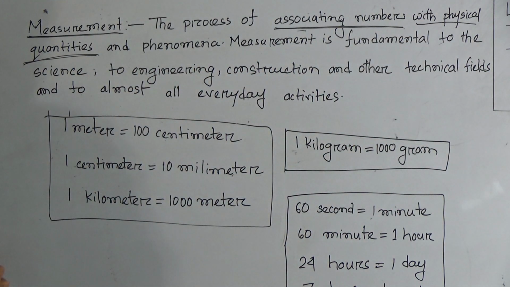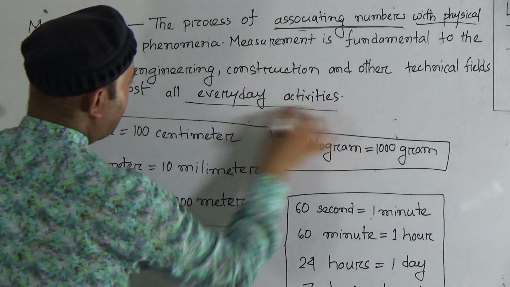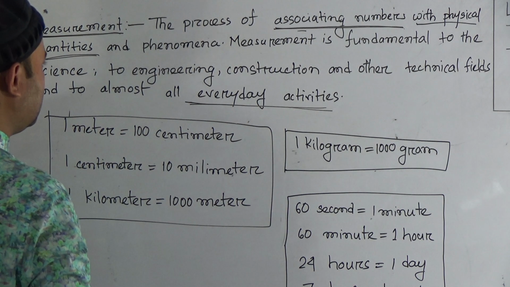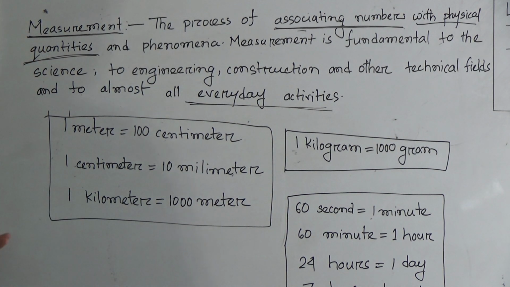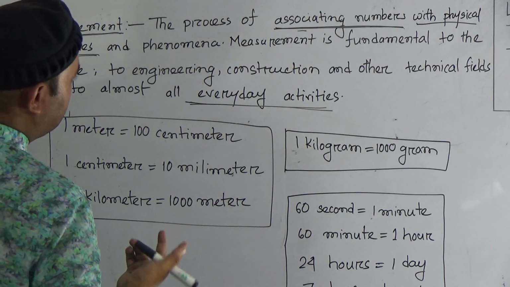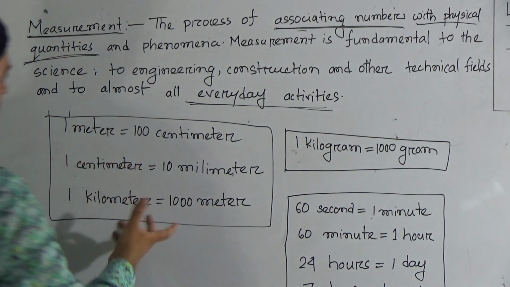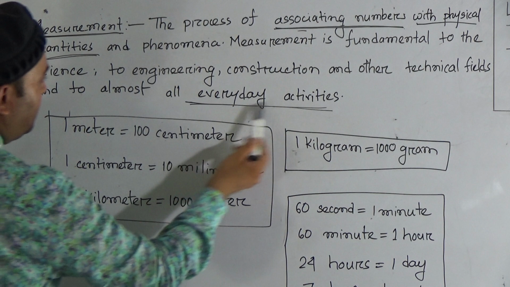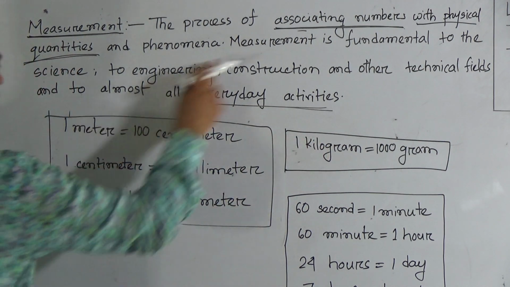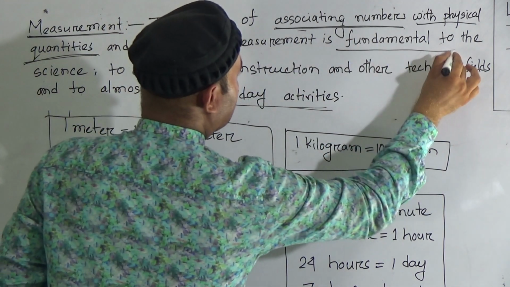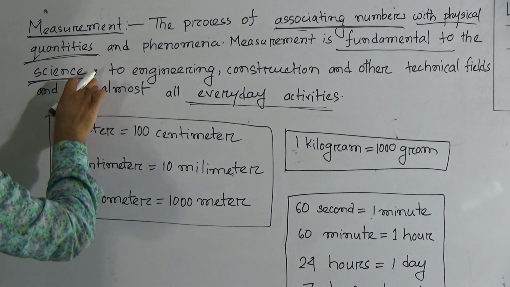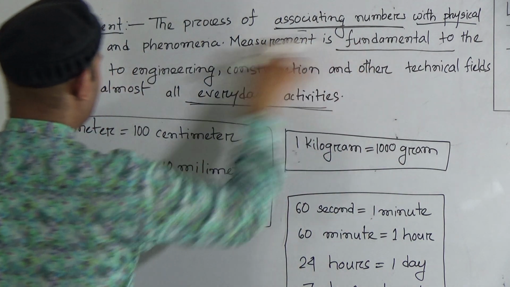Physical quantities mean all everyday activities: to find the length, to find the weight, to find the time, to find the amount of paper, the amount of table. That is almost all everyday activities. Then measurement is fundamental to science. For science, measurement is the fundamental thing.